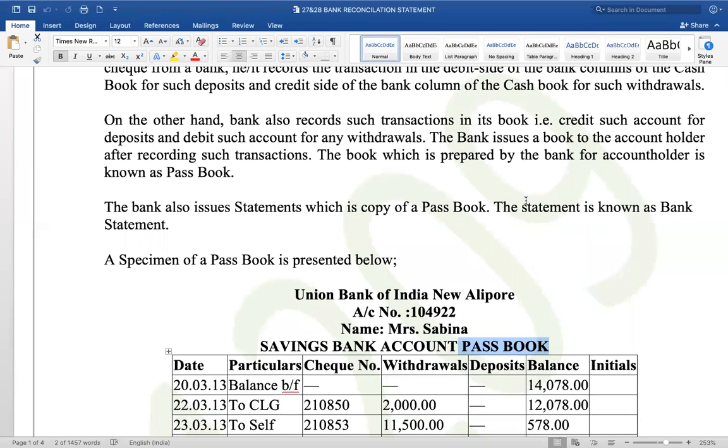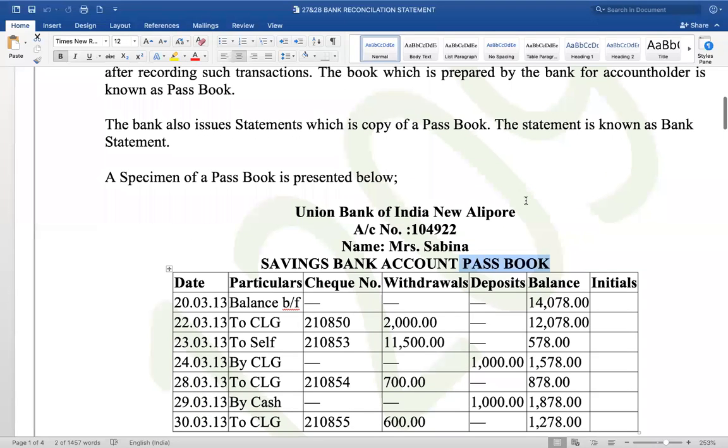Why am I telling you about the passbook and the cash book? Very often we come across differences between the passbook, this bank statement, which is a true copy of the passbook, and the book that we are maintaining.